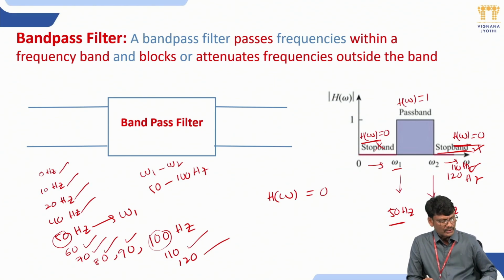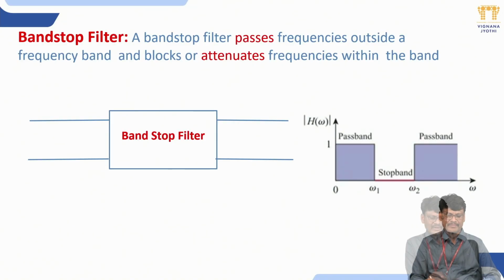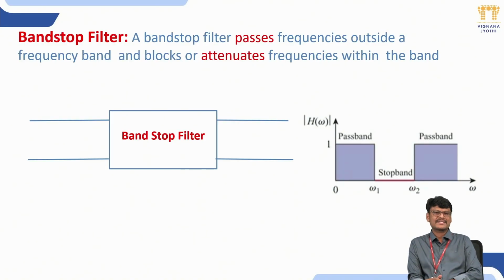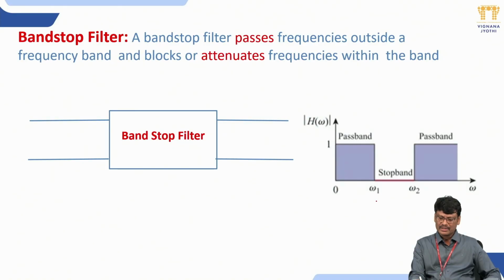Now let us move on to the fourth one, band stop filter. This band stop filter operation is completely opposite to band pass filter. What happened in case of band pass filter? In between frequency band omega 1 and omega 2, band pass filter allows, that means passes, the signal. But here, in between omega 1 and omega 2, this band stop filter does not allow the signal. That means it is rejecting the signal. That is why stop band is there, but in case of band pass filter, pass band was there.